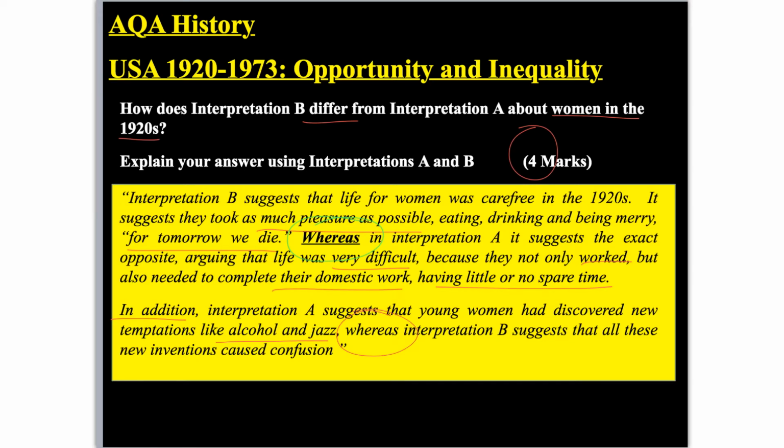Whereas, and there's that key phrase again, interpretation B suggests that all these new inventions caused confusion, and again we've got that reference to the word confusion there. So slightly shorter difference identified here, but still the key elements are interpretation A suggests some sort of quote, whereas interpretation B suggests, and again some sort of direct comparison. Now, as you've probably noticed, it's very important that you make sure that when you identify these differences, they're focused around the same sort of theme.